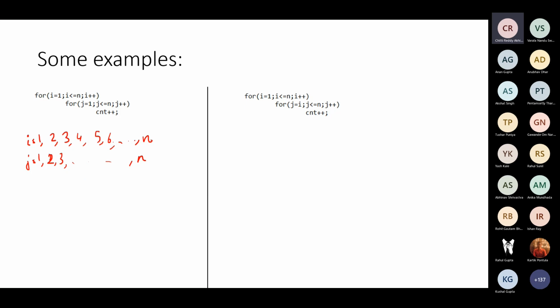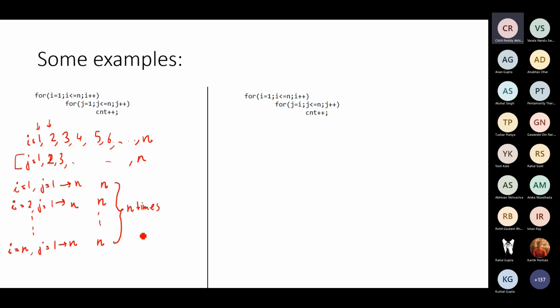Okay, so in the inner for loop, as I said, we are going from 1 to n. Now since it's a nested for loop, we are doing this part for each value of i, right? When i equals 1, j is going from 1 up to n. Again, when i equals 2, j is going from 1 up to n. This continues for another n times, right? So here we are going over n steps, here n steps, and so on, and this whole thing is being done n times. So what we have here is basically n times n equals n square.